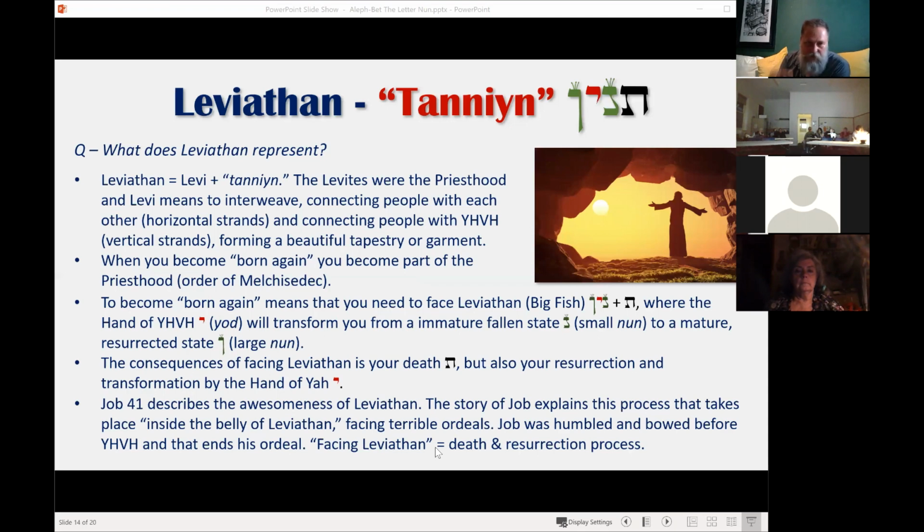So facing Leviathan is the process of suffering, and that suffering will cause your little nun, your fleshly soul, which is your nefesh, to die, and then you will be resurrected into a neshama, which is the large nun, and also the large vav, which is a mature form, which is the priesthood or the elevated Adam. So that is a beautiful picture, also describing the death and resurrection process to be reborn in the storyline of Job.